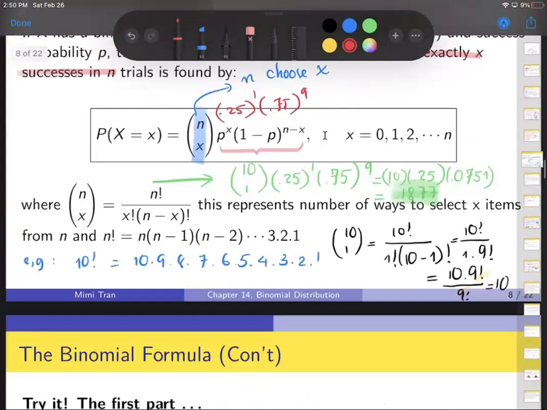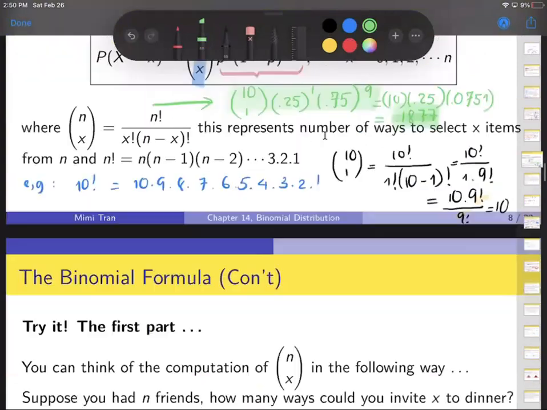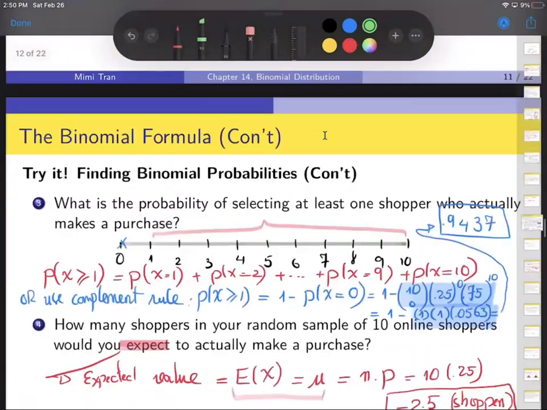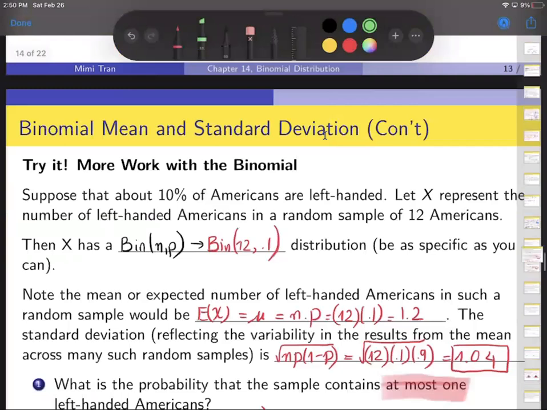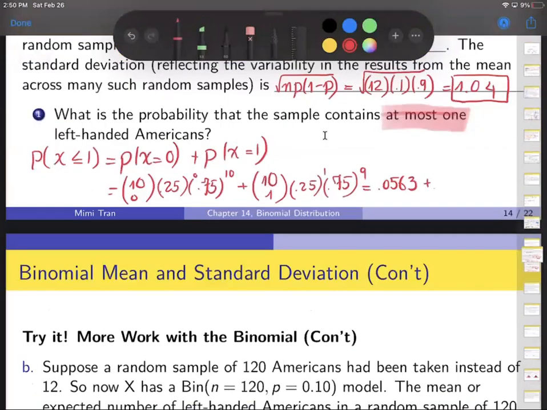0.1877. Right, 10 choose 1 right here in green. Or you can use your calculator and do it all over again. Add them up to get 0.1877 plus 0.0563. I got 0.2440. So the chance that at most 1 is a left-handed American is 24%.